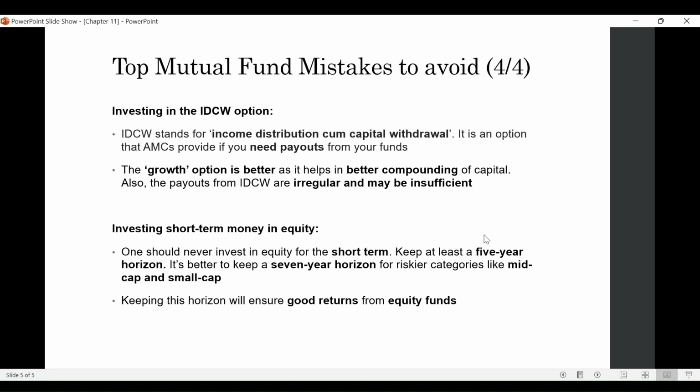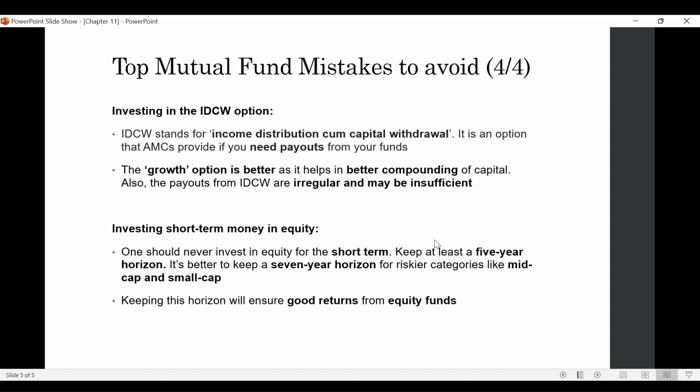Every mutual fund scheme has two investment options. One is IDCW and the second one is growth. IDCW stands for income distribution cum capital withdrawal. This option is provided by AMCs in case you need payout from your funds. In my opinion, the growth option in mutual funds is better because it helps in better compounding of your capital. Also, the payouts from IDCW schemes are irregular and they may be insufficient for your needs.